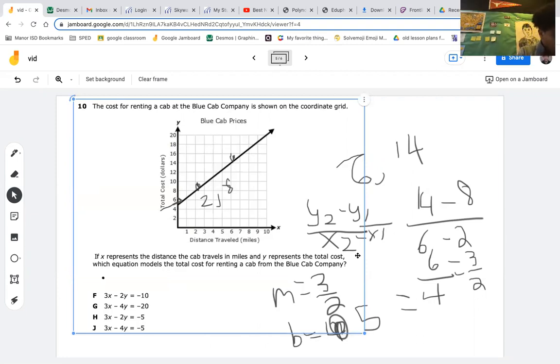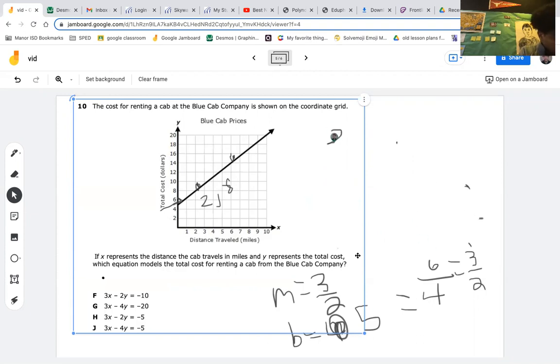So I'll start with F. Let's erase this. F is 3x minus 2y equals negative 10. Remember, we need to solve it and put it in y equals mx plus b form. So we need to get the 3x over to the right side, and we need to get the negative 2 over to the right side away from y.